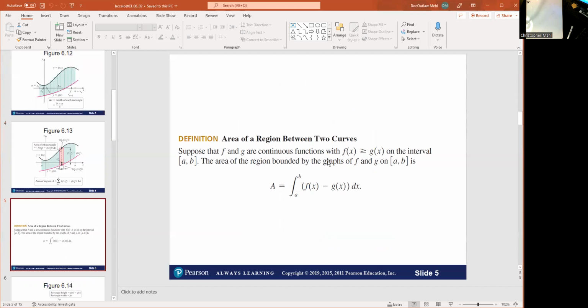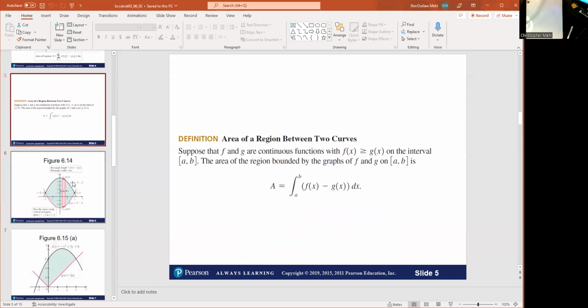The area of the region bounded by f of x and g of x, with f greater than or equal to g on the interval [a, b], is given by the definite integral from a to b of f of x minus g of x dx. And that's it. That's it for the area between two curves. All right, let's do an example.